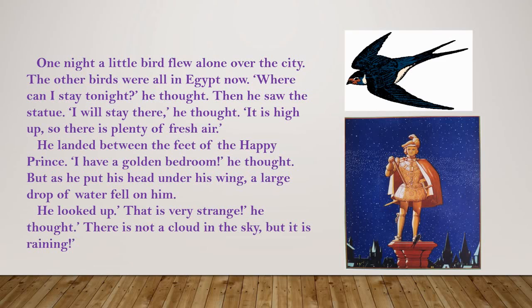But as he put his head under his wing, a large drop of water fell on him. So he looked up to see where the water came from. That is very strange, because how can the water come? He said to himself, it is very strange. The sky is clear and there is not a single rain cloud, but it is raining. If the sky is clear, then how can it be raining? The swallow thought this was very strange.